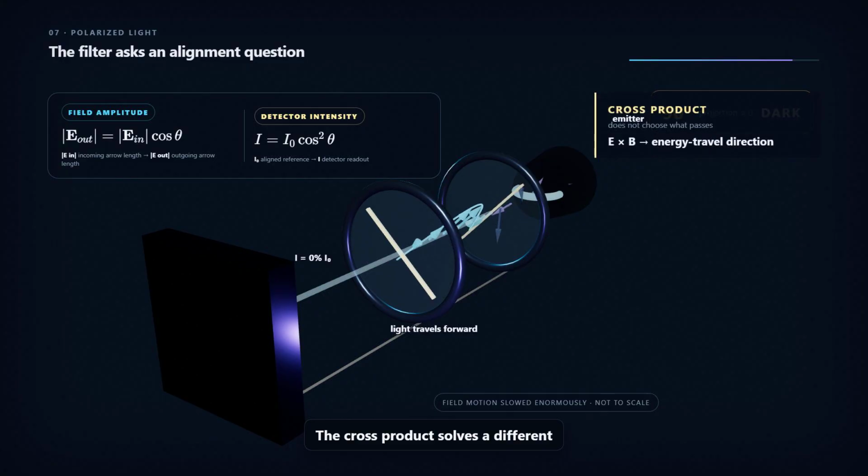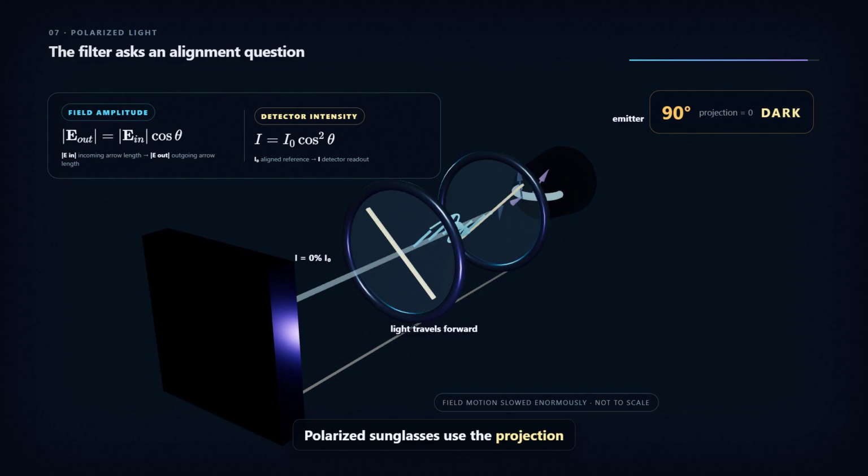This is Malus's law: I equals I0 times cosine squared theta. The cross product solves a different problem. It does not choose what passes. In the next three-dimensional reveal, E cross B will identify the direction light energy travels. Polarized sunglasses use the projection idea. Glare from flat surfaces is often mostly horizontal, so the lens removes much of that component.